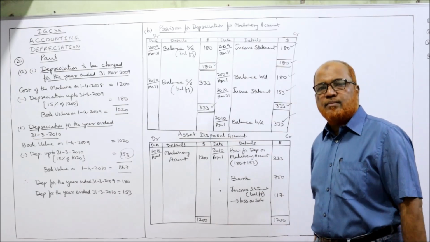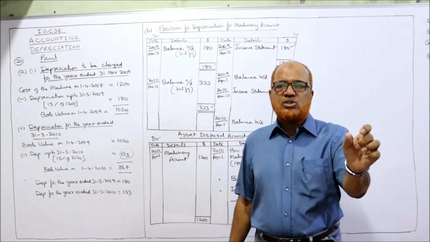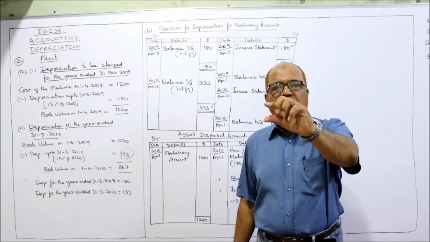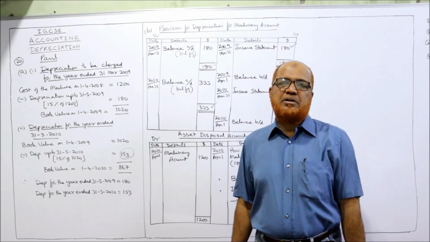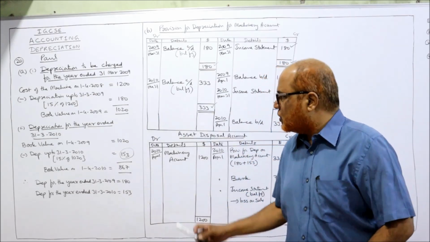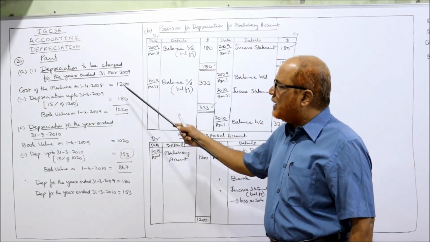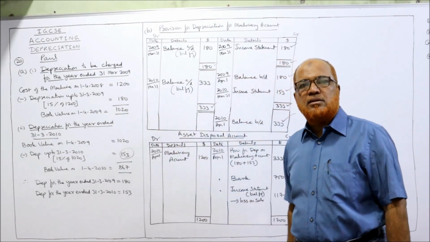Asset disposal account. The first entry: the cost of the asset should be transferred to the asset disposal account. The entry will be asset disposal debit, then machinery account credit. Asset disposal debit, machinery account credit. So here, in the machinery account, what is the cost of the machine? $1,200. The actual cost of the machine was $1,200.